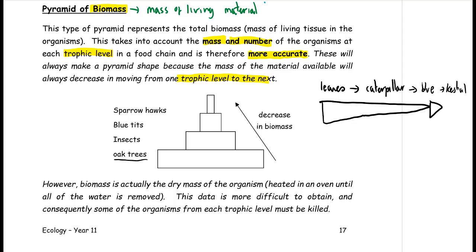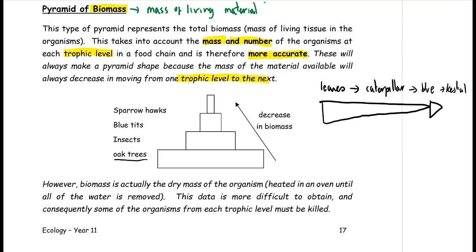Then we've got insects, which is decreasing because there's large parts of the oak tree that can't be eaten. Then we've got the blue tits. Now, there's less energy available to the blue tits because the insects use some of it for respiration, some of it for movement, and some of the insects can't be digested. And then carrying on to the sparrowhawks, again, there's less and less energy or biomass available there.